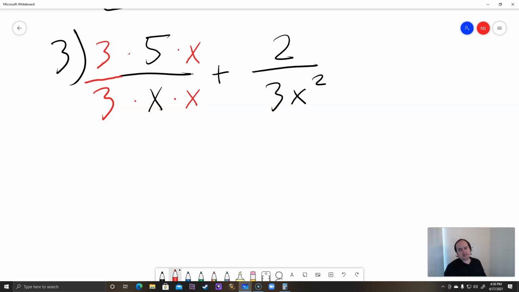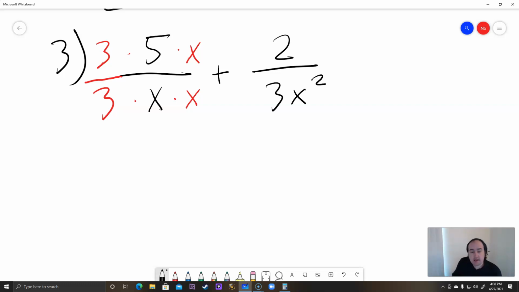Okay, because x times x is x squared. So after we do all that, we're going to have the same denominator. We're not really missing anything in this other bottom right denominator, so we don't actually need to multiply by anything because we already have a 3 and we have an x squared, so we're good.